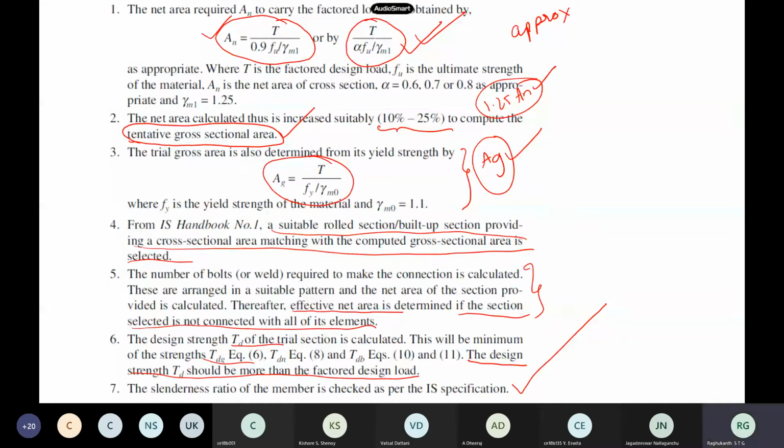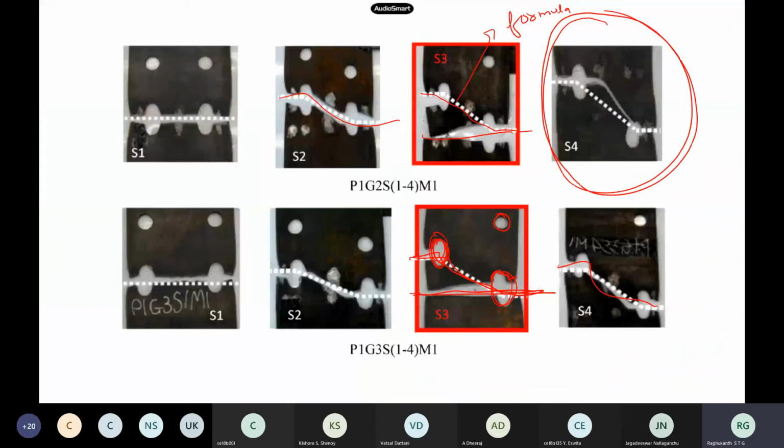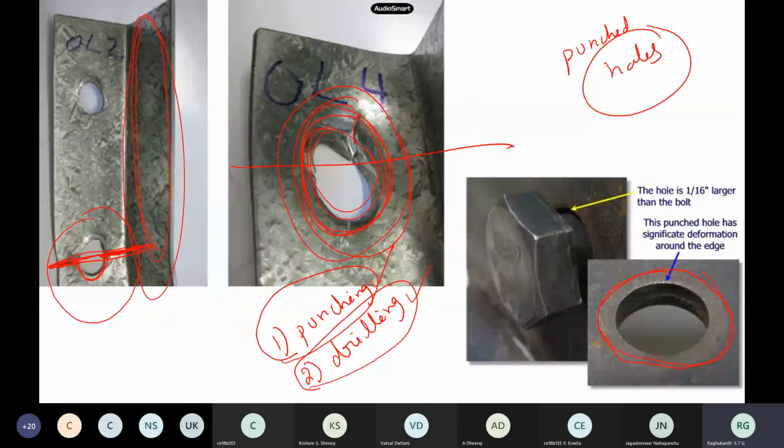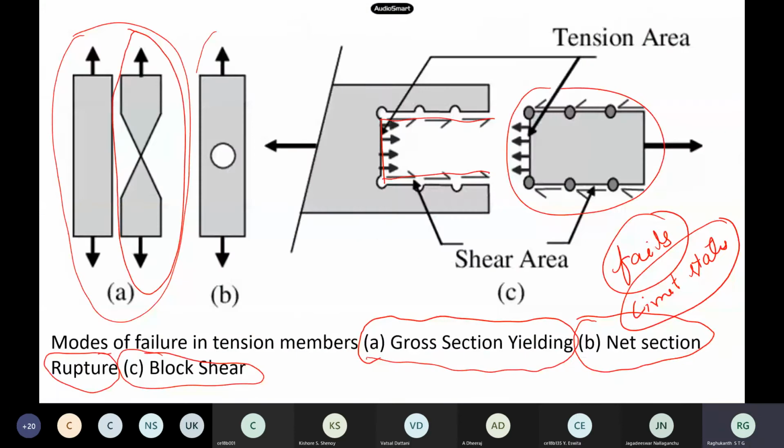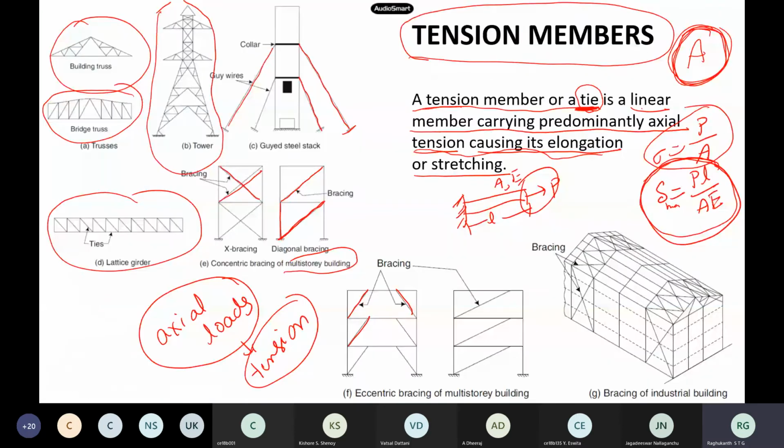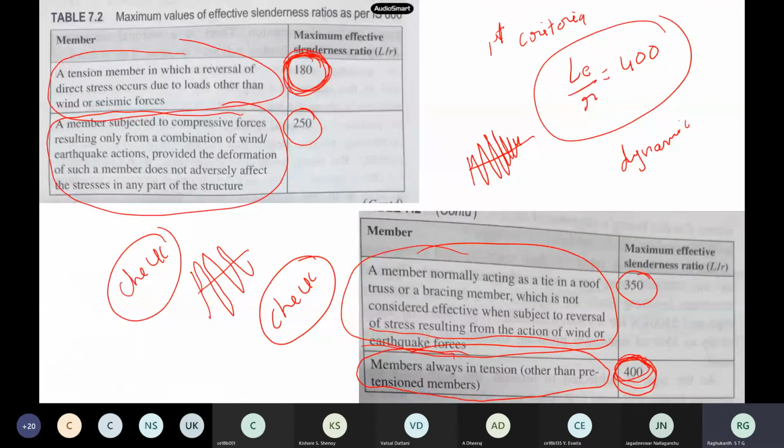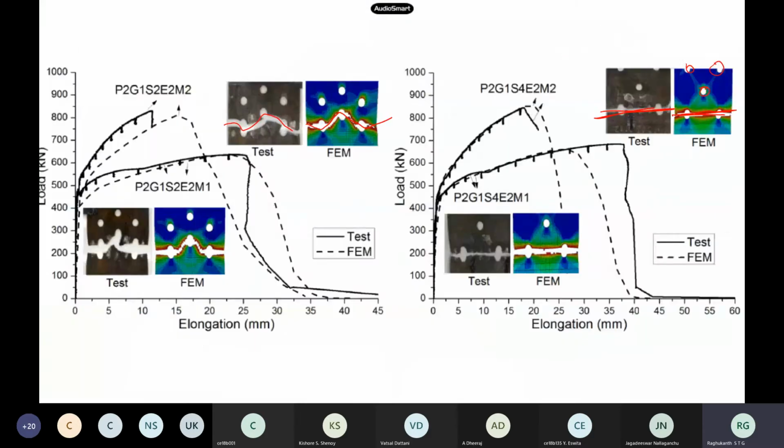Suppose stress reversals are possible, it can become a compression, it can become a tension also. So how much is this value? You remember that table, 180 or something, the first table I showed you previously. So this is a design check we do in the first table. Now, we do 400. If it is pure tension, it should be less than 400. And if it is a roof or something, 350, 180, 250, this has to be verified. So this is how we design this tension member.